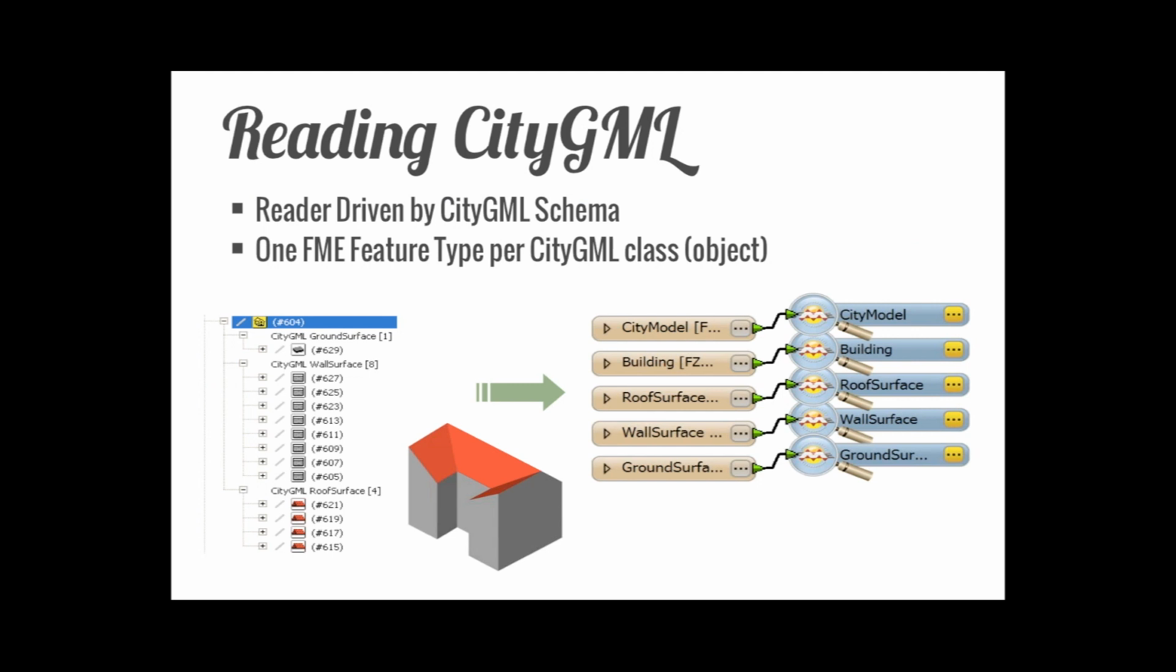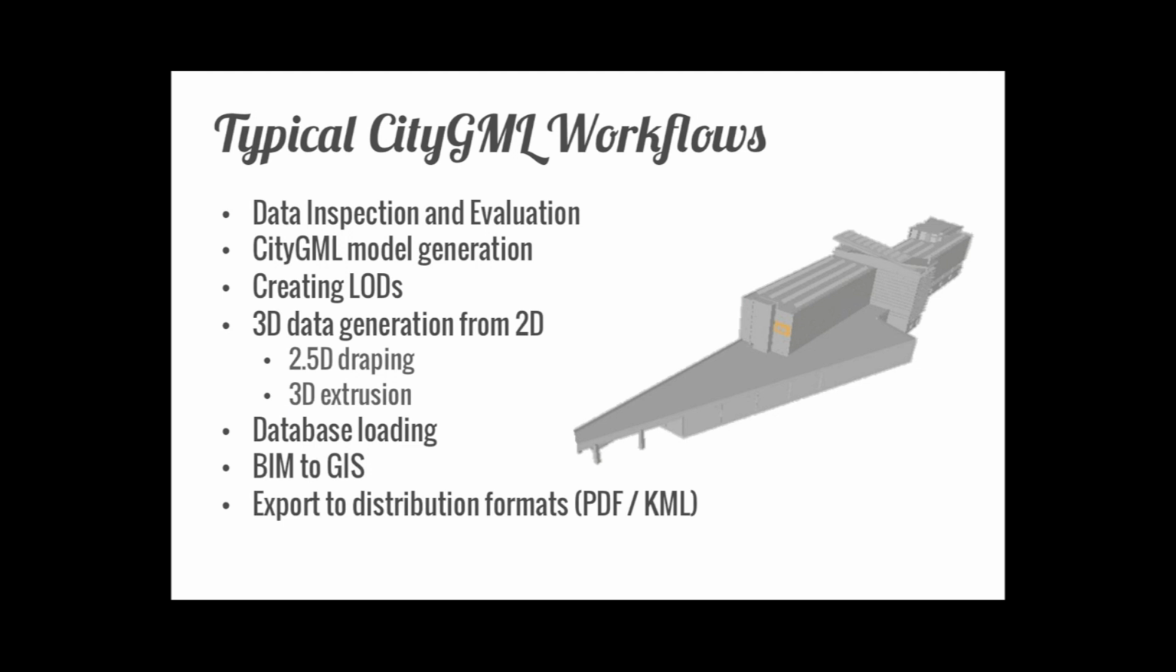So this is just a view of what it might be like to read a CityGML data set. You can see the city model building and then the more detailed components like wall surfaces. And here are some typical workflows, everything from simple data inspection to generating or writing out 3D CityGML models, creating different levels of detail. Often, let's say in the 2D to 3D conversion process, you may need to drape for 2.5D or for surfaces, or do extrusion to support 3D.